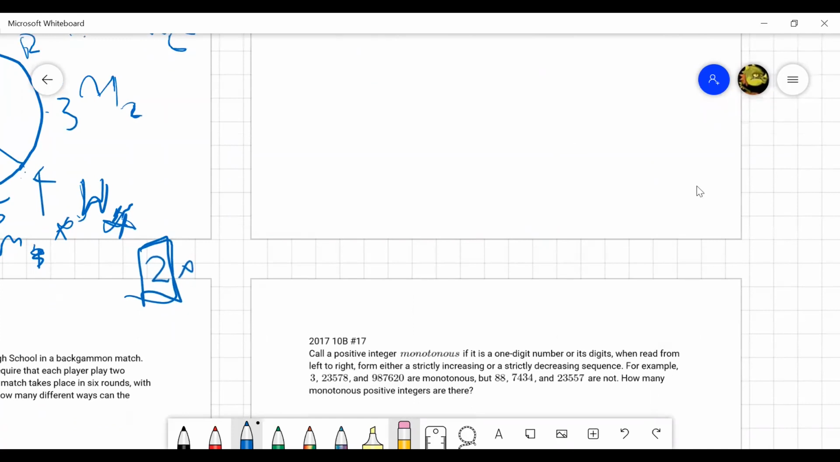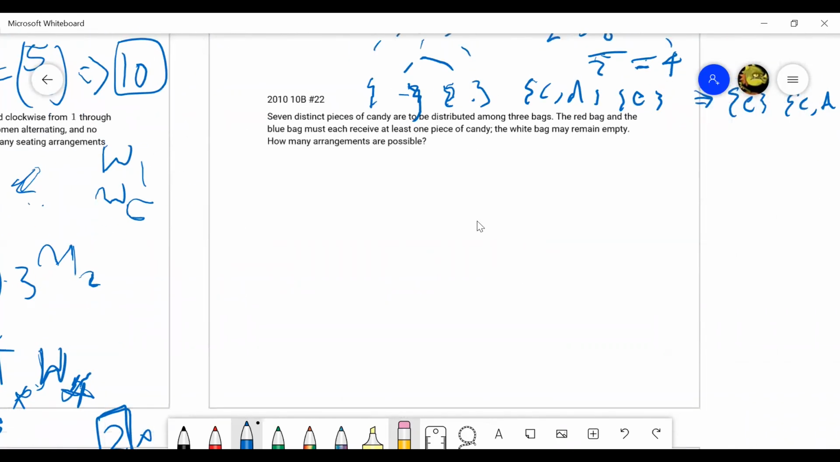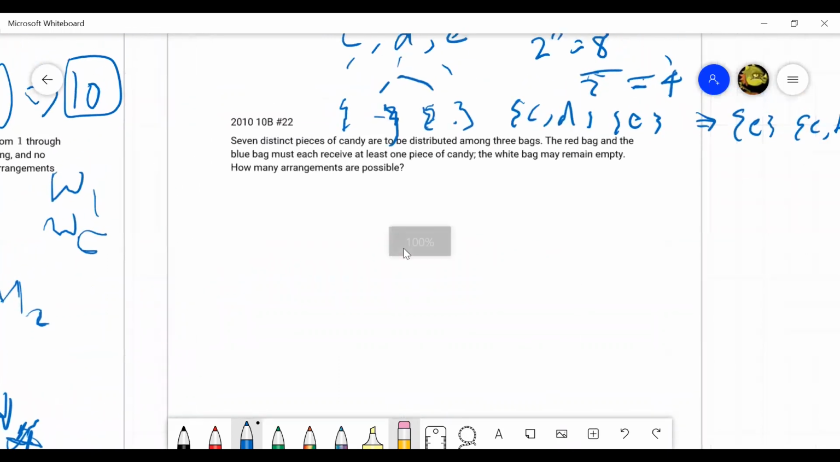All right, so this one is not principle of inclusion and exclusion again, but it is, I think, a pretty interesting, just straight up counting problem. So since we have 7 distinct pieces of candy and 3 distinct bags, right? The total number of ways to just put them in any bag is 3 to the 7th, right? So this is our total number of possible spreads of the candy, right?